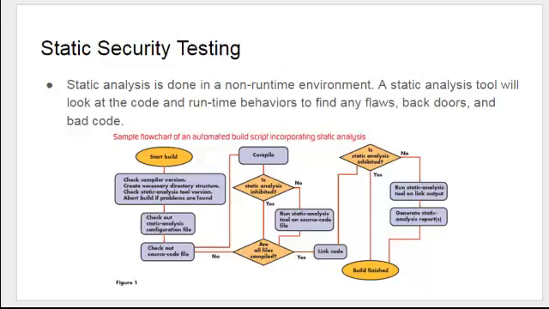Below here, we have a flow chart looking at the span between the start build and the finish build, incorporating static analysis in there. It's going to check for any kind of compiler errors, looking at the source code, and things of that nature.